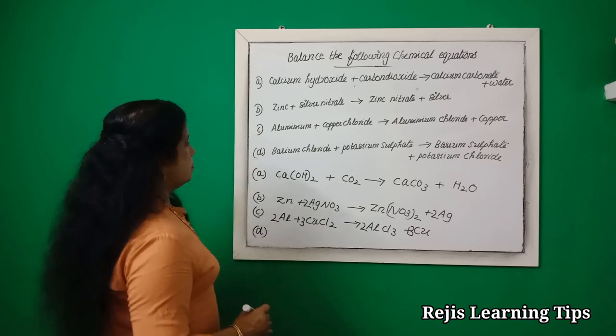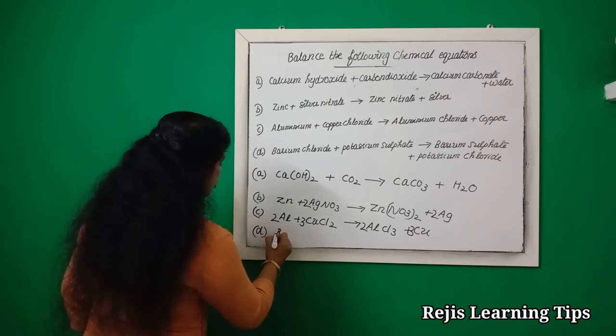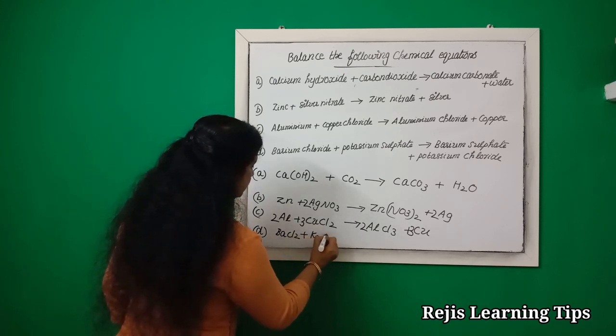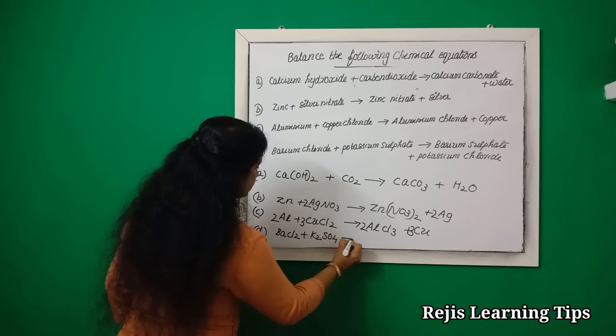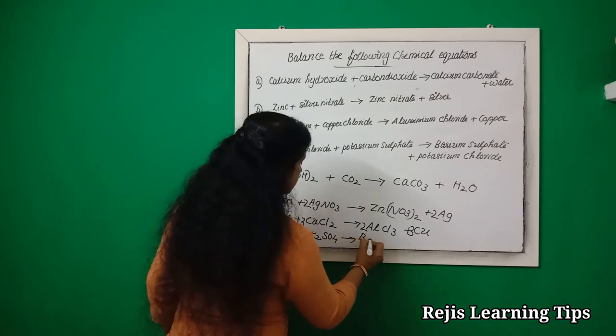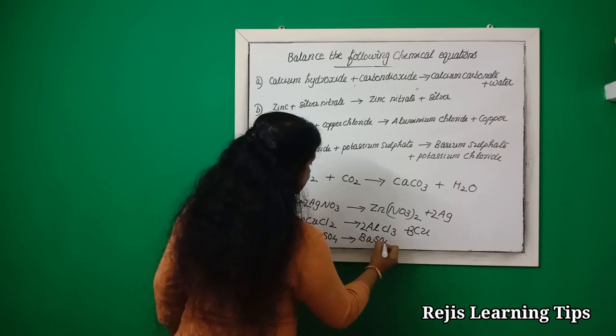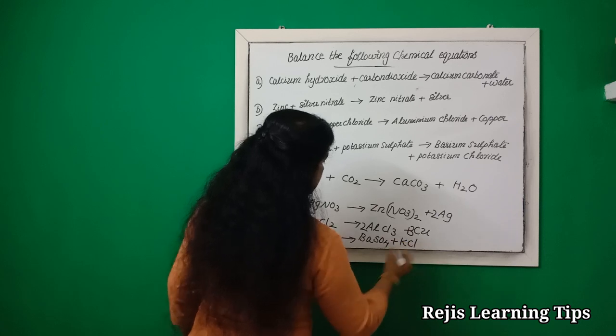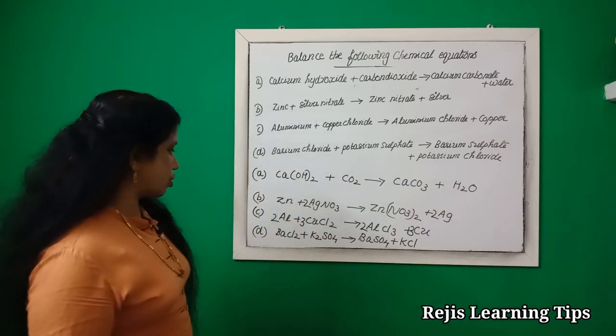Then D, barium chloride BaCl2 plus potassium sulfate K2SO4. Then we will get barium sulfate BaSO4 plus potassium chloride KCl. Check whether this equation is balanced or not.